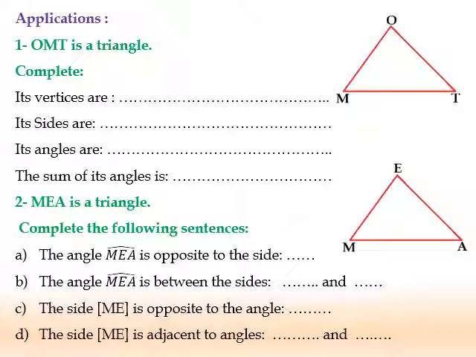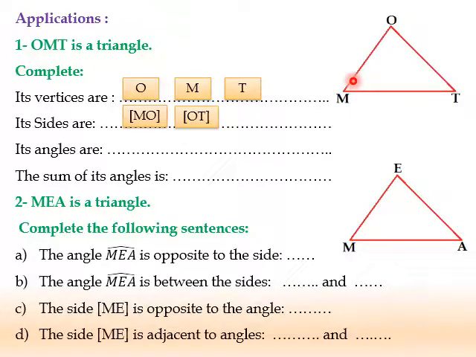Let's practice. OMT is a triangle. Required: complete its vertices. What are the vertices? It has three vertices. O, the second one M, and the third vertex, which is T. Okay, the vertex is represented by only one letter, and the plural of vertex is called vertices. Its sides are, it has three sides since it's a triangle. The first side is MO. The second side is OT. And the third one is MT or TM.